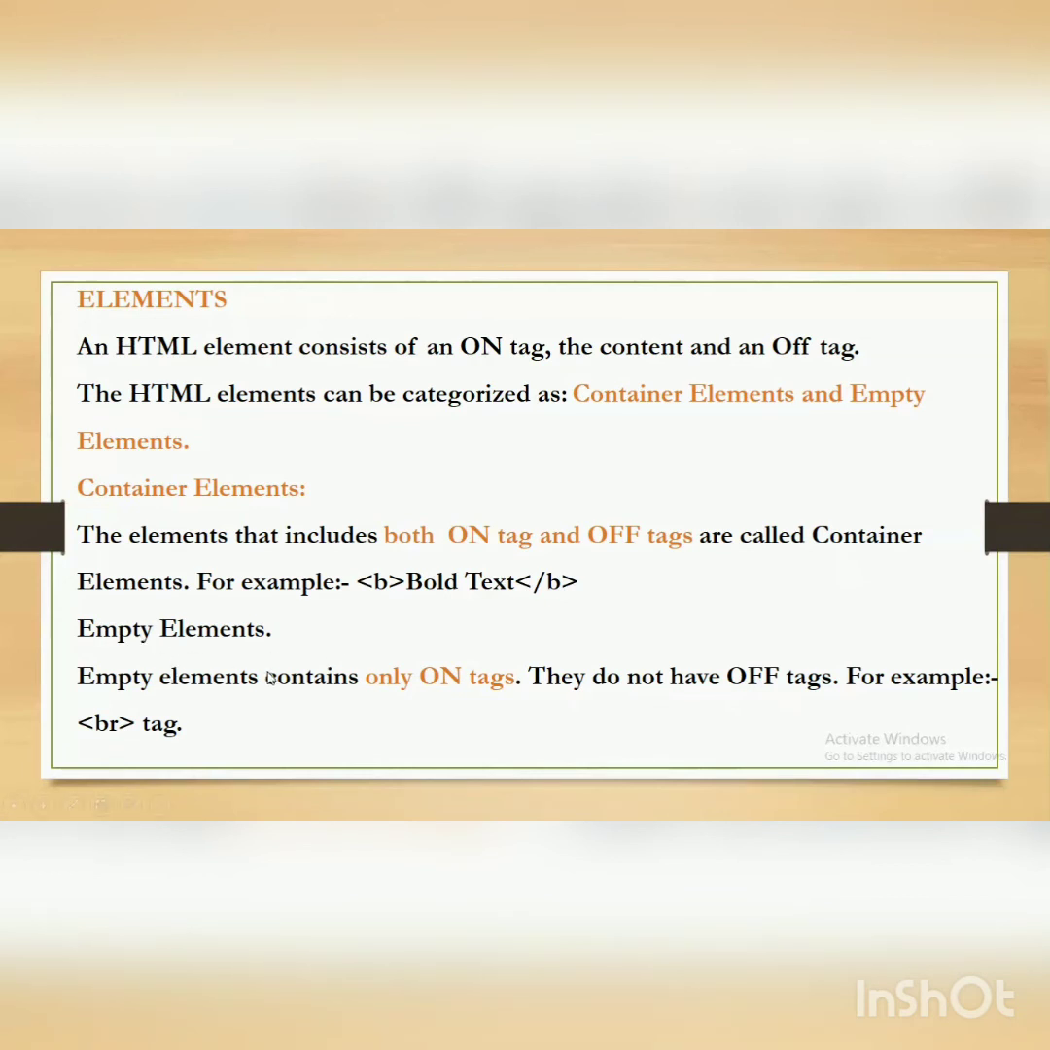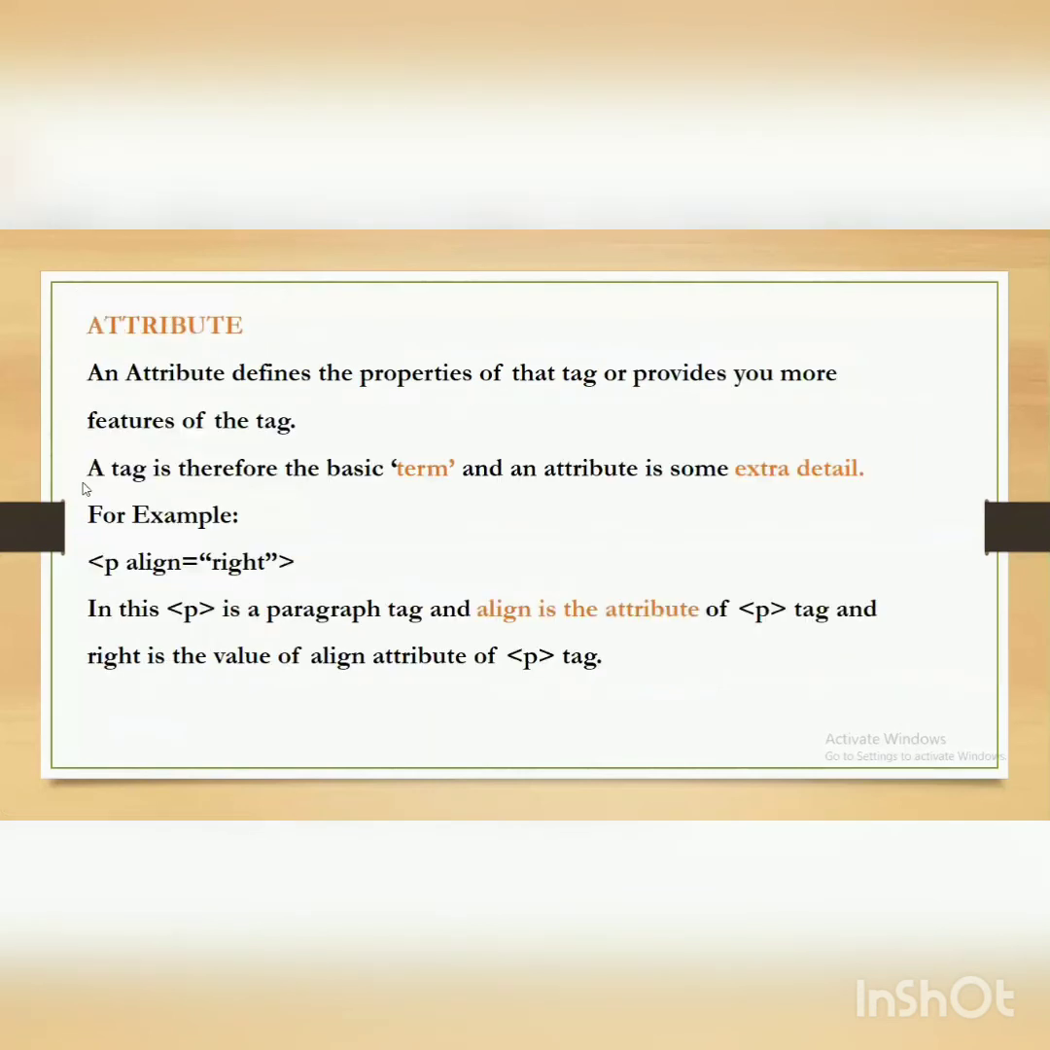Now come to the empty elements. They contain only an on tag. They do not have an off tag. Like this one, BR tag, HR tag, IMG. These are examples of empty tags, where we don't need to use the off tag, like angle bracket, then slash, then BR. We don't need to use that. We just use the on tag. That is called an empty tag. Next one is attribute.